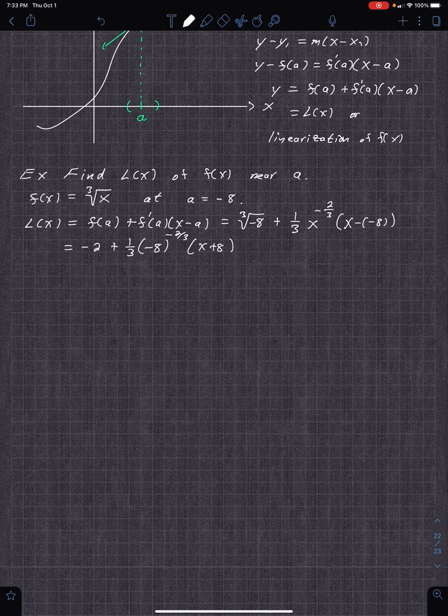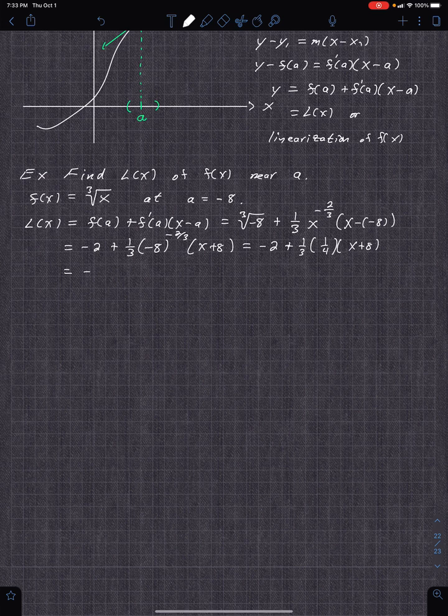We continue to simplify, and you get negative 2 plus 1/3. And then 8 to the 2/3 is, I suppose, not obvious. The cube root of 8 is 2. 2 squared is 4. And then you flip it, so it's 1/4. So you get 1/3 times 1/4 times x plus 8.